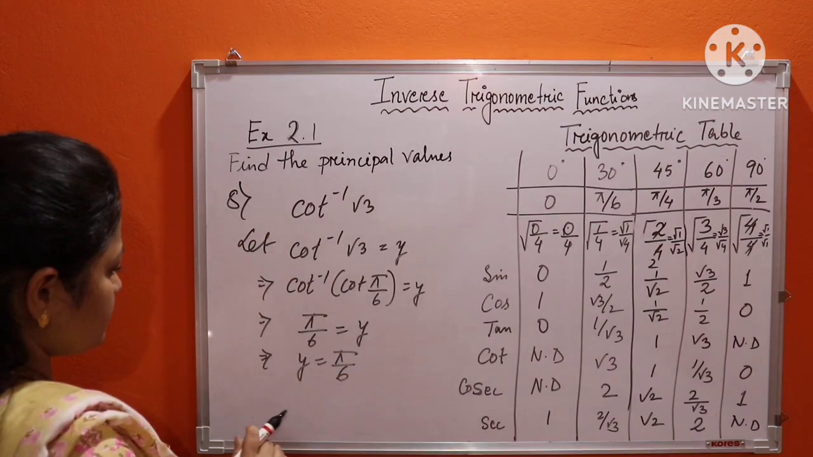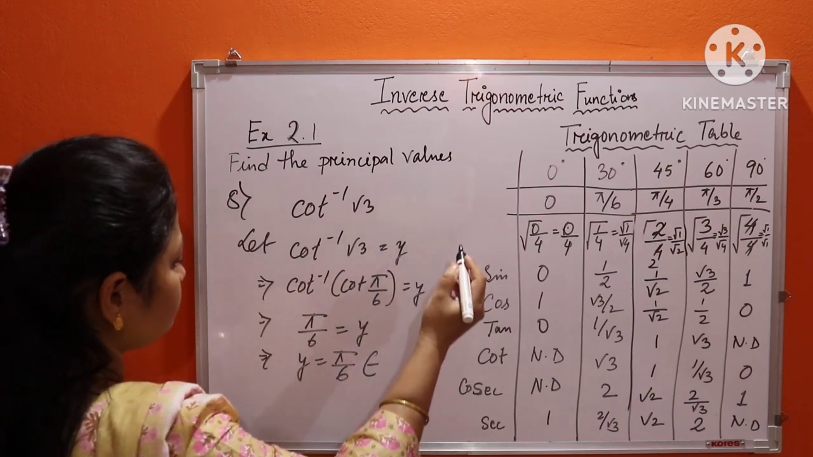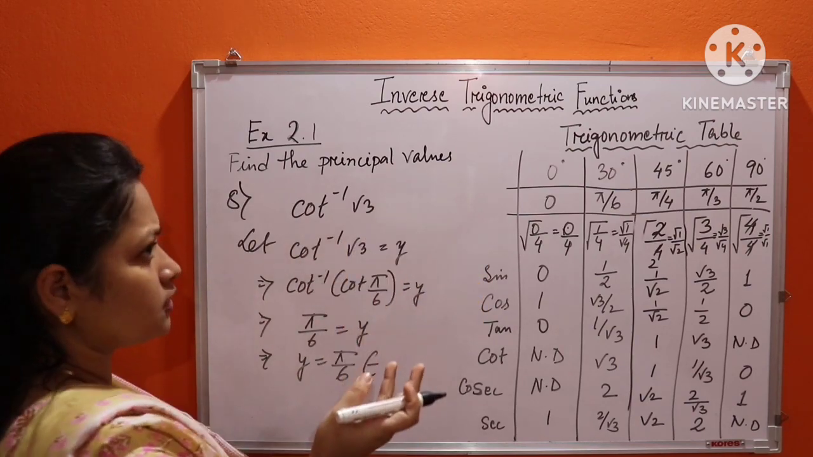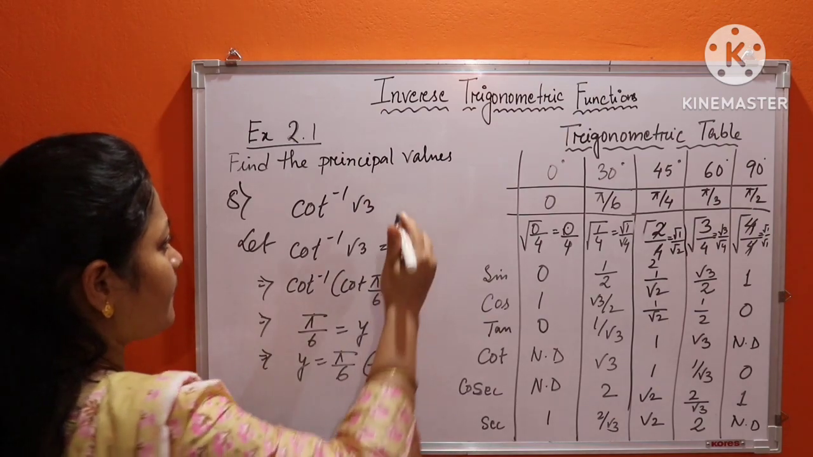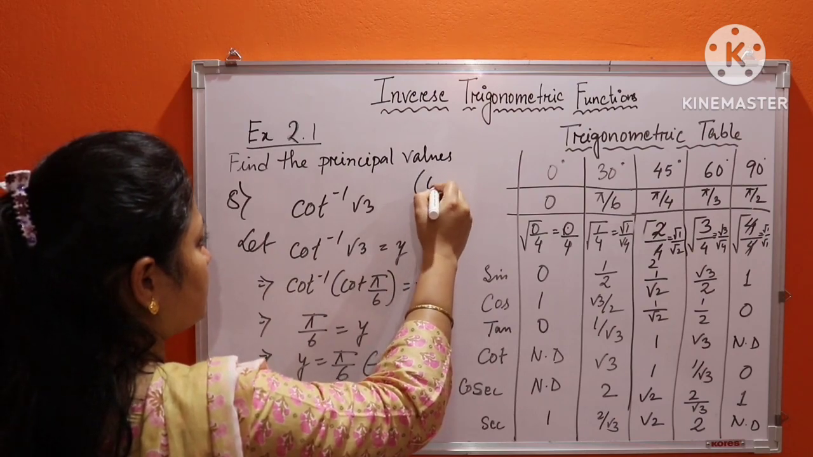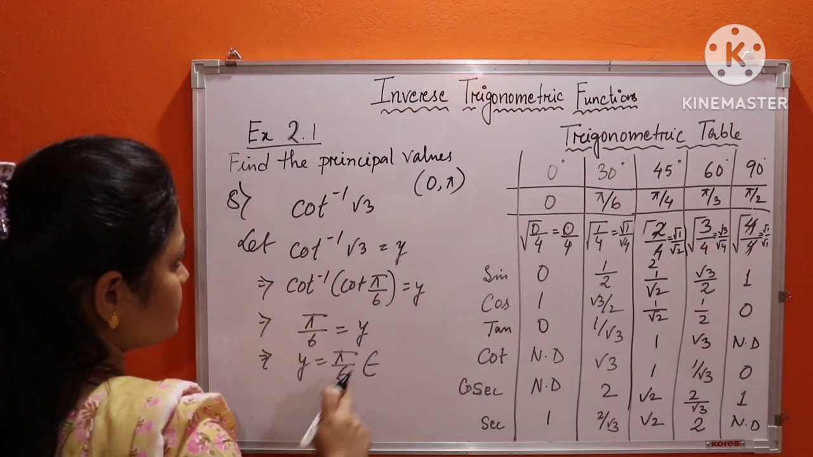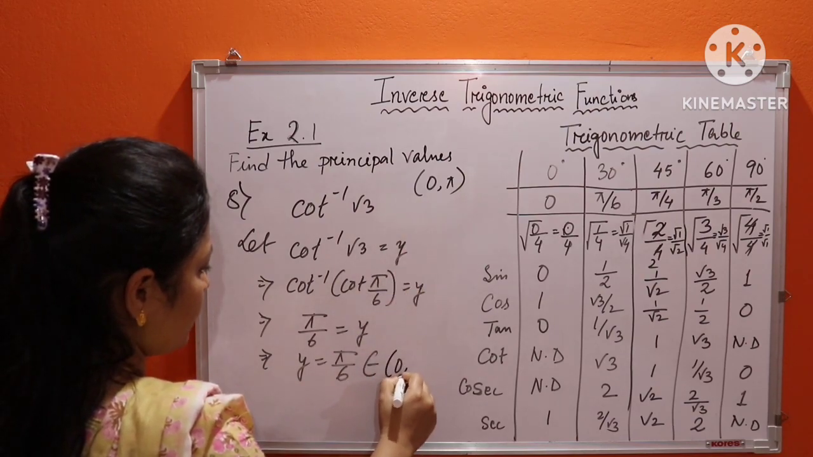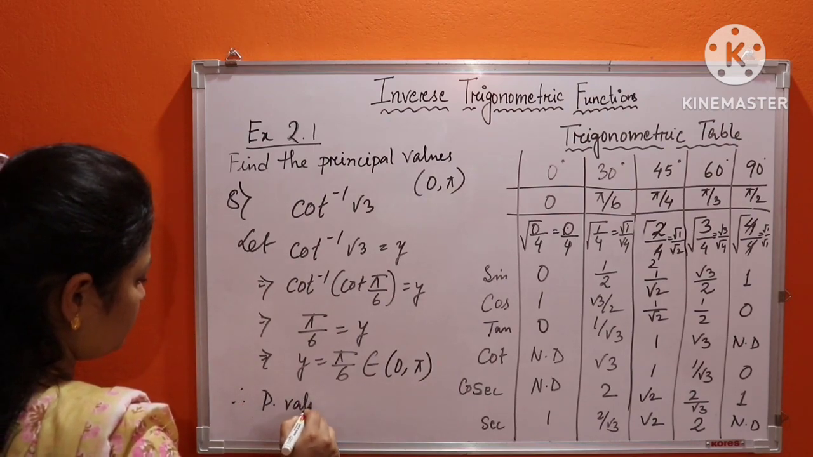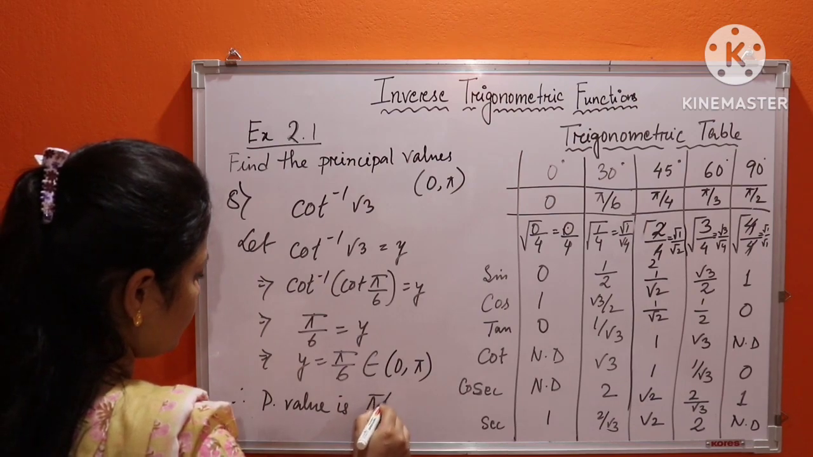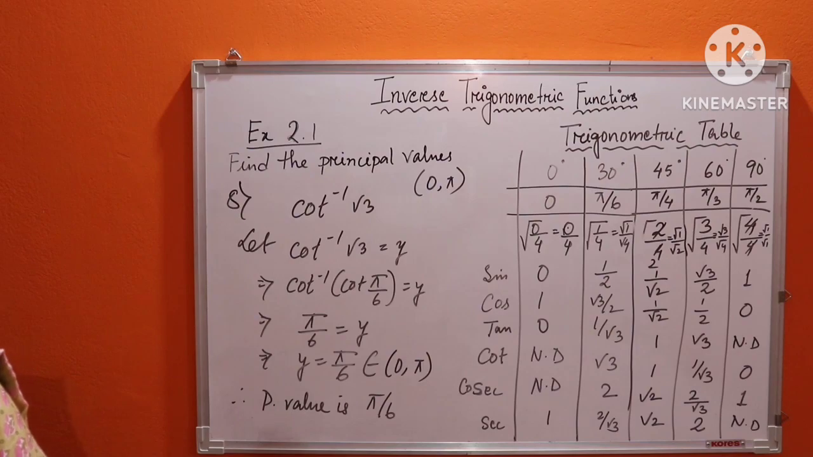Y equals pi by 6, which belongs to the second family, since sec and cot belong to the second family, that is the interval 0 to pi. Pi by 6 belongs to 0 and pi. So therefore the principal value is pi by 6. Okay, hope you have understood.